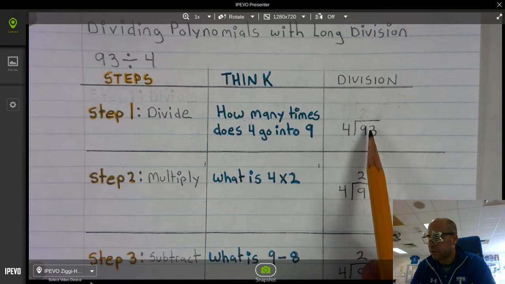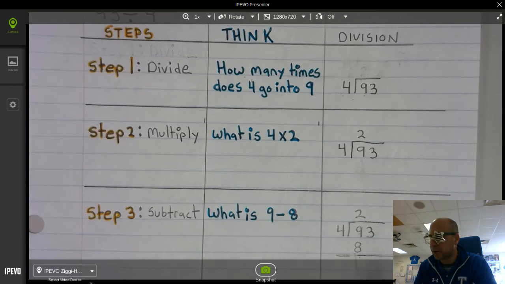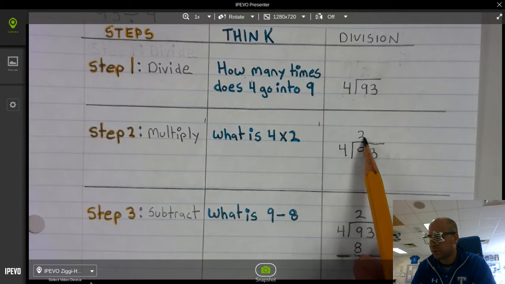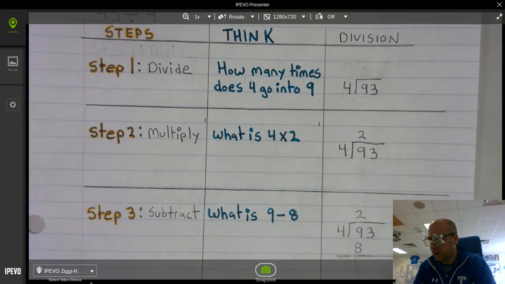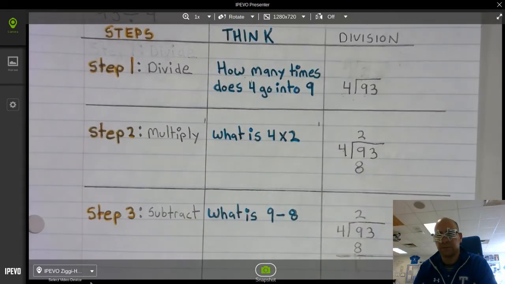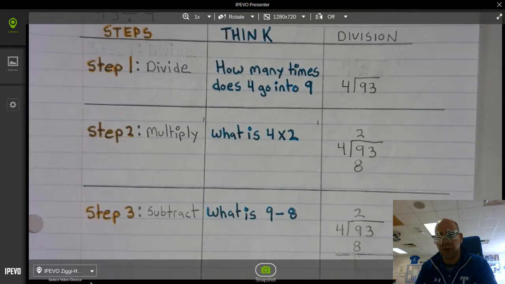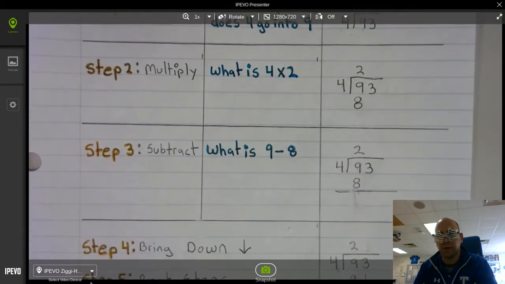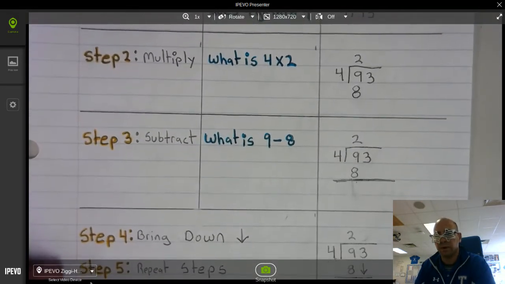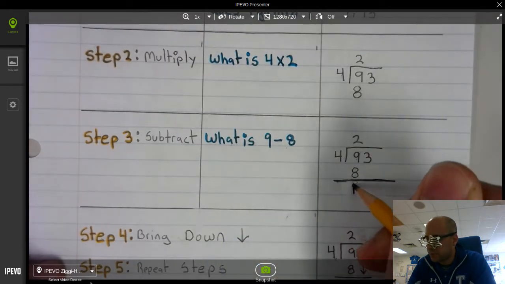I'm hoping that you catch that 4 goes into 9 2 times. Okay, so now we multiply. 4 times 2 is 8. Okay, so step 3 is to subtract. Well, what is 9 minus 8? 9 minus 8 is 1.